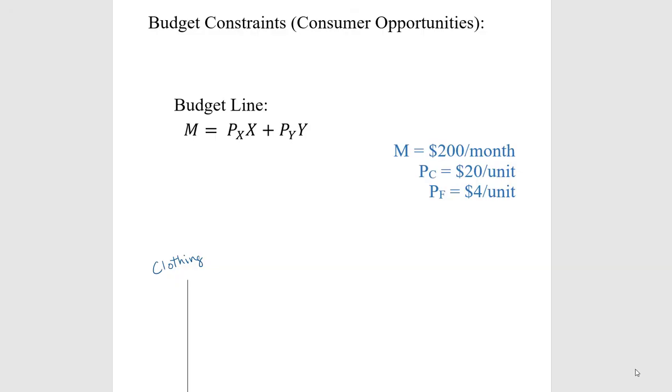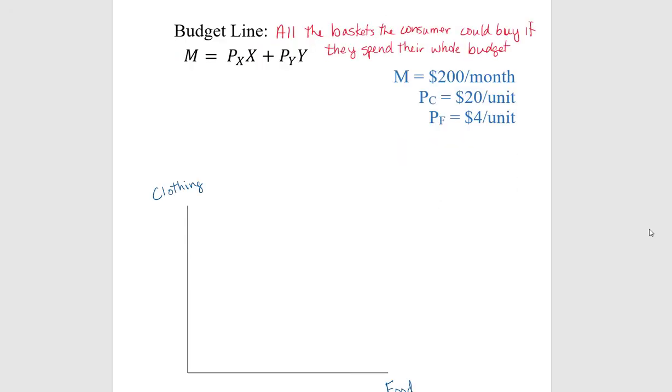Now let's talk about the second step, the budget constraint. The book defines this as the consumer opportunities or consumer opportunity set. The budget line itself would be spending all of the money that the consumer has on those two goods and services. The consumer opportunity set would be everything on or below that budget line. We can define the budget constraint as a constraint on consumption due to a consumer's limited income. As I mentioned already, the budget line are all the market baskets the consumer could buy if they spent their whole budget. So let us suppose that the consumer's income is $200 per month.